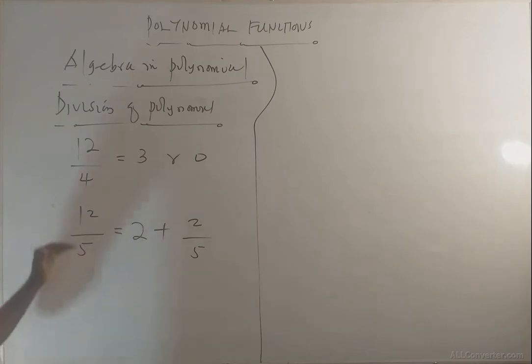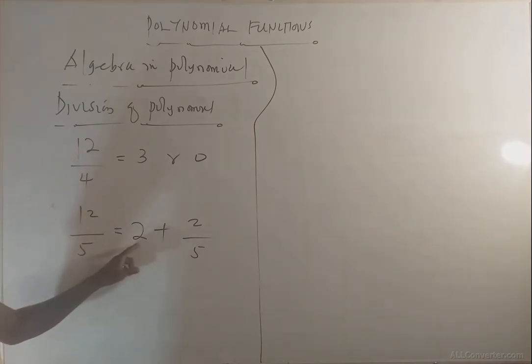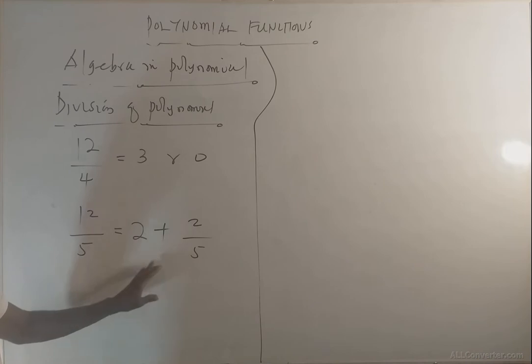Now, if you divide 12 by 5, we call 12 the dividend and we call 5 the divisor. Whatever you are getting is the quotient plus the remainder over the divisor. When you express the right-hand side, you get the left-hand side back.